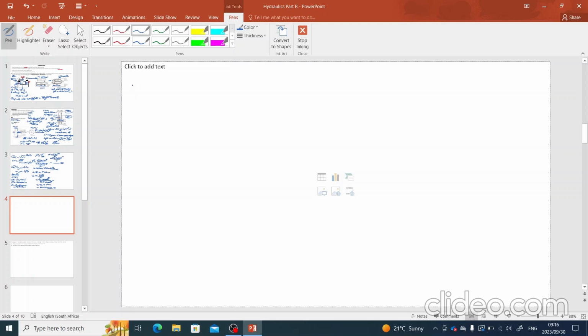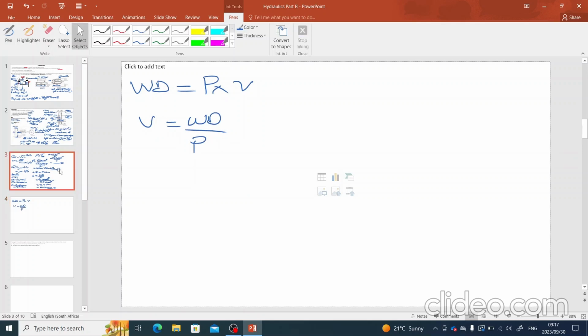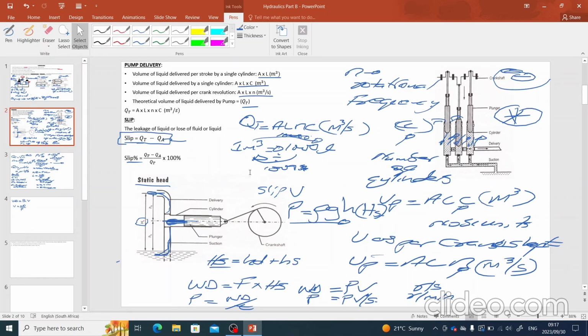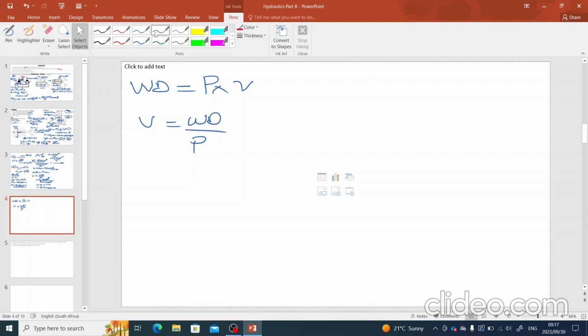Now in calculating the volume of water delivered per working stroke, work done equals pressure multiplied by volume. What is it that we are looking for? Volume. Now, volume would be work done divided by pressure. It is one of the formulas, and I did indicate it. That's the formula that I've used in calculating that: work done equals pressure multiplied by volume.